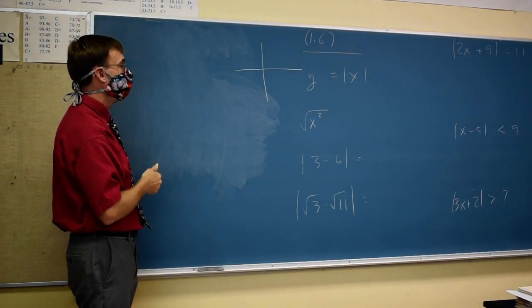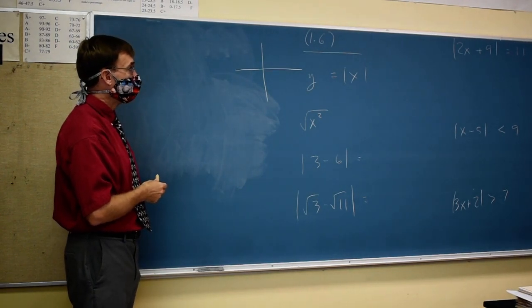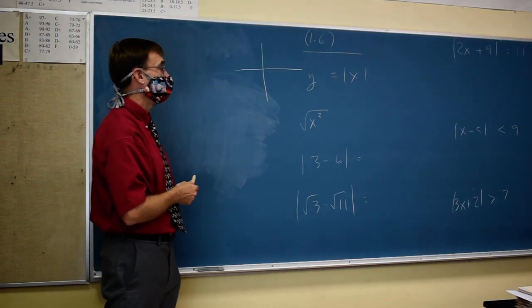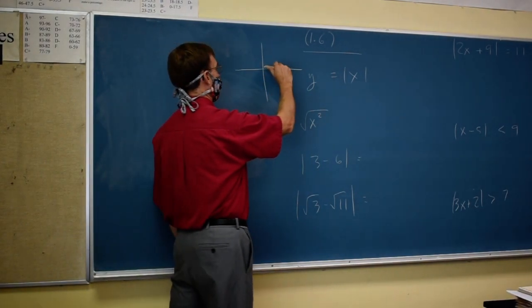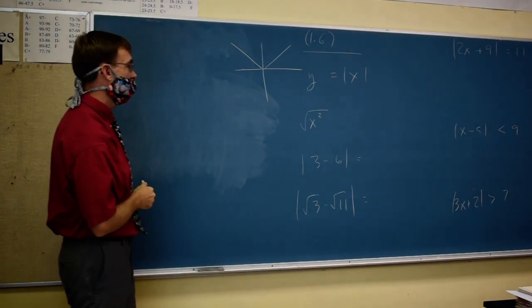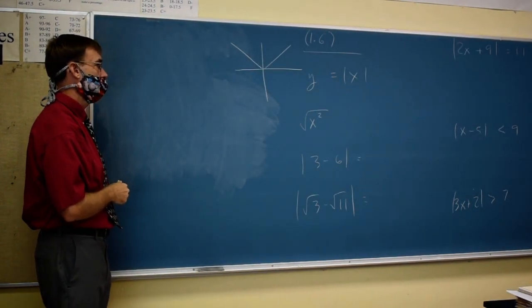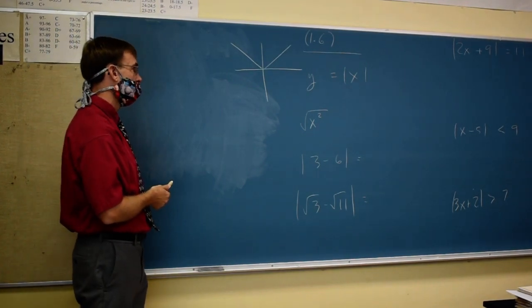Does anybody remember when we graphed absolute values from our Algebra 2 quarantine life? What those look like, they were V shapes. So we could split quadrant 1 in half, we could split quadrant 2 in half, make ourselves a V. That would be an absolute value graph. Again, the homework isn't graph heavy.